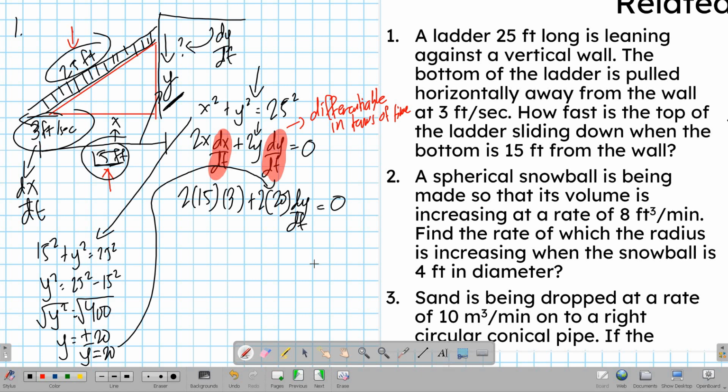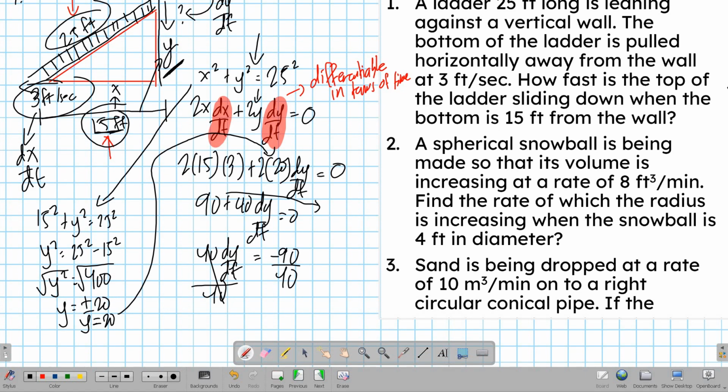So solving for this, what we have, that's 6 times 15, that's 90, plus 40 dy over dt is equal to 0. We transpose that. 40 dy over dt is equal to negative 90. Dividing both sides by 40, we're going to have dy over dt is equal to negative 9/4.